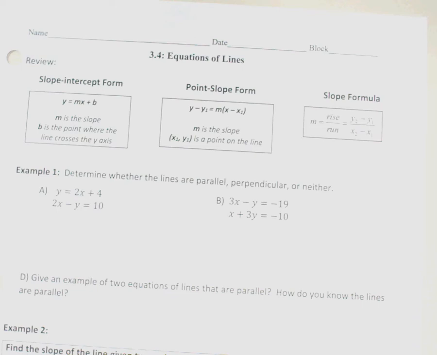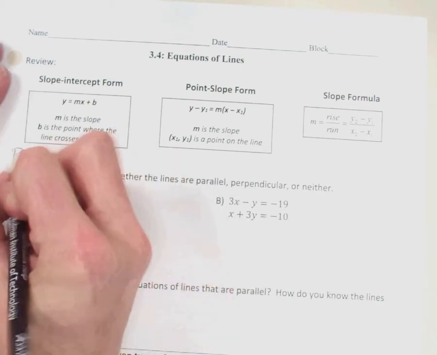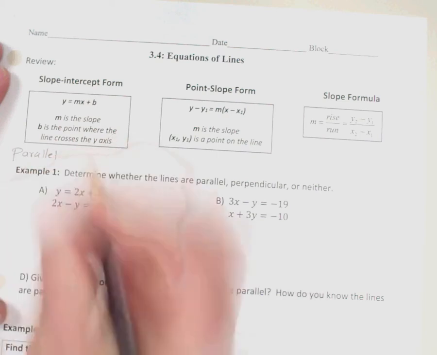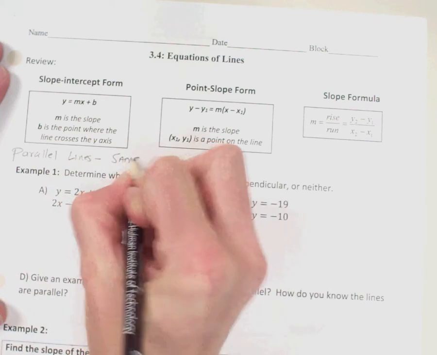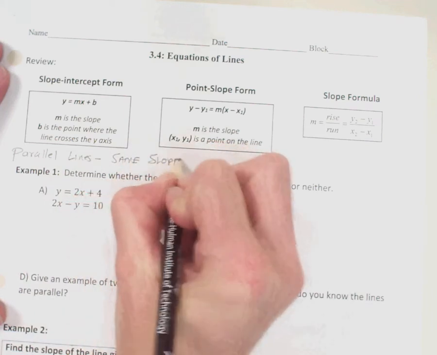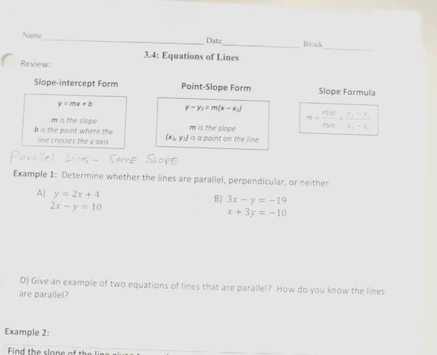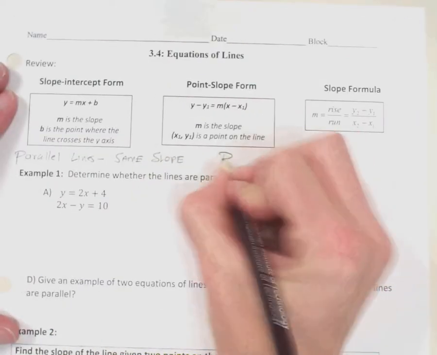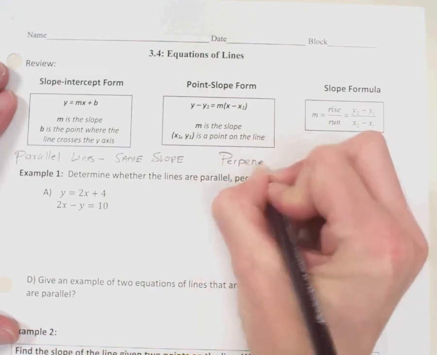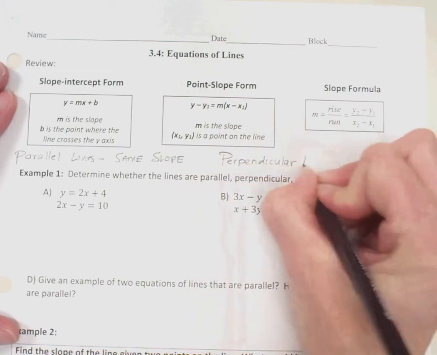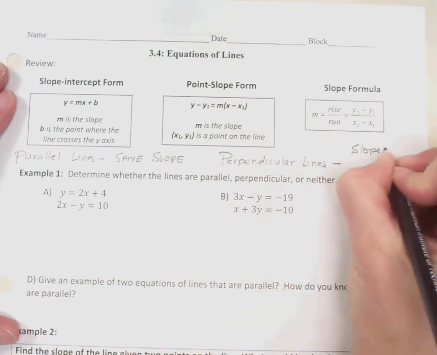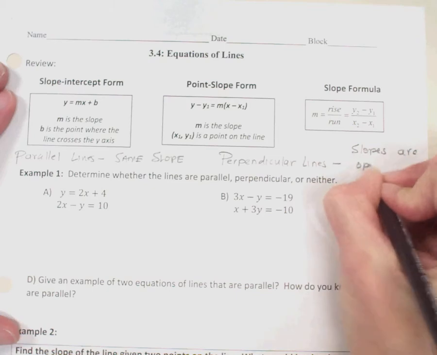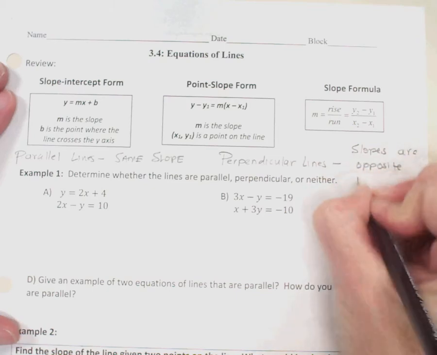Now just as a review, we know that the slopes of parallel lines are the same. So I'm going to just make a note to myself, parallel lines have the same slope. We know that the slopes of perpendicular lines are opposite reciprocals. So perpendicular lines' slopes are opposite reciprocal.